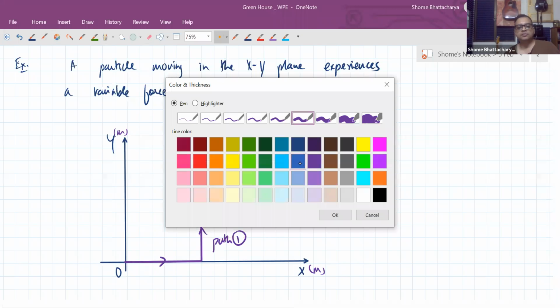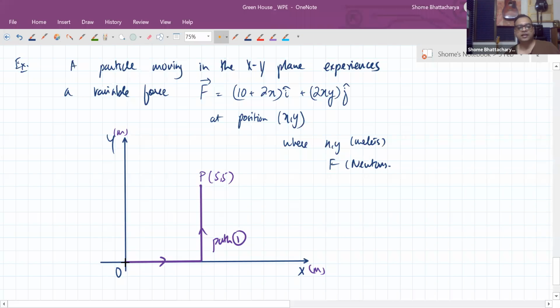Our second path this time, we'll do a slightly more complicated situation. We'll take it directly along a straight line from O to P. So this is path 2.